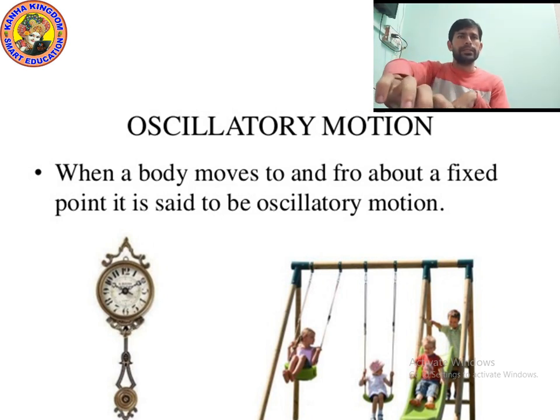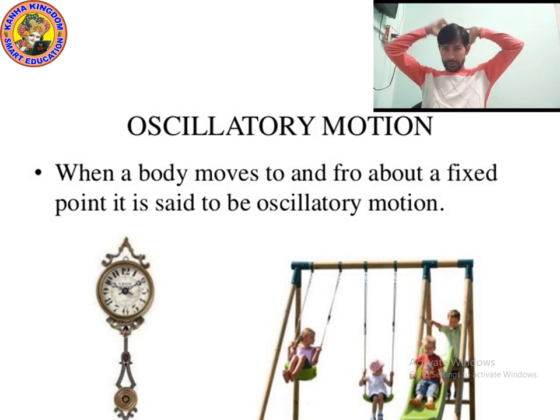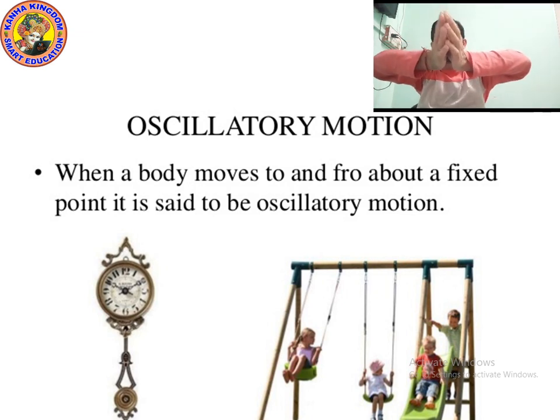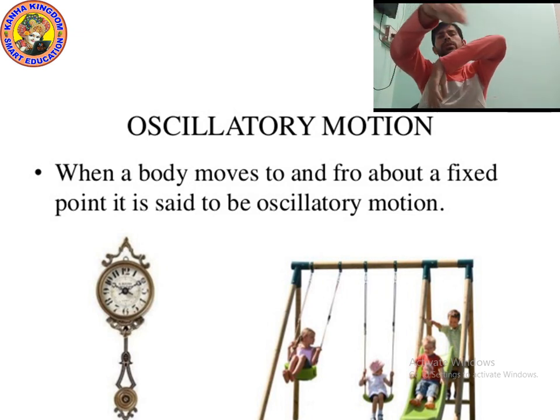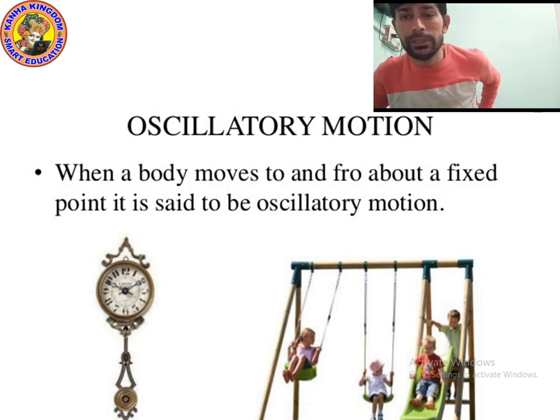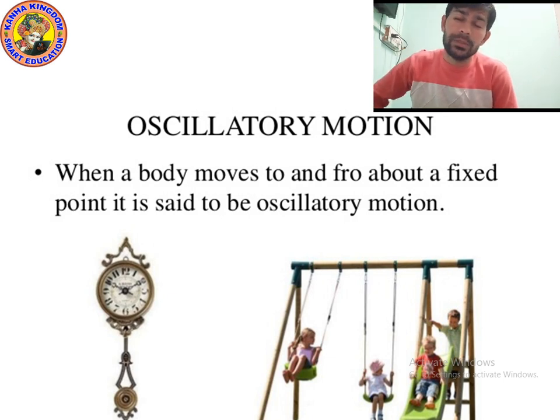So a curvilinear motion can be divided into two parts: revolution and rotatory motion. What is revolution? When a body as a whole moves around a circular path, then its motion is called revolution, and the body is said to be revolved. For example, the motion of earth around the sun, the motion of moon around the earth.